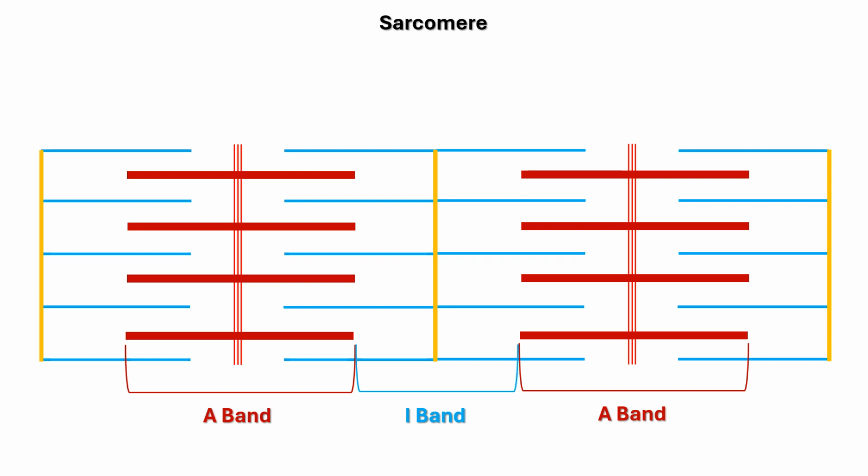Now, there's one more zone we want you to know about, and that is the H zone. The H zone is going to go from the tip of the actin off to the left in a sarcomere over to the tip of the actin on the right within that same sarcomere. So we could say that the H zone is only going to contain myosin. It doesn't contain any actin.